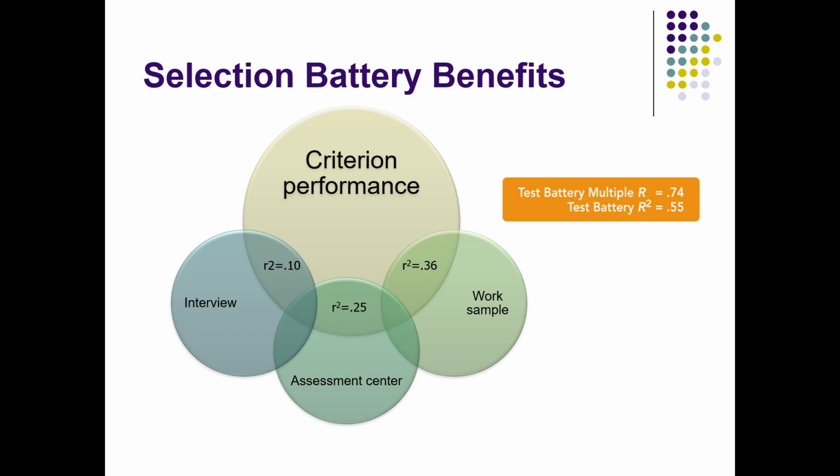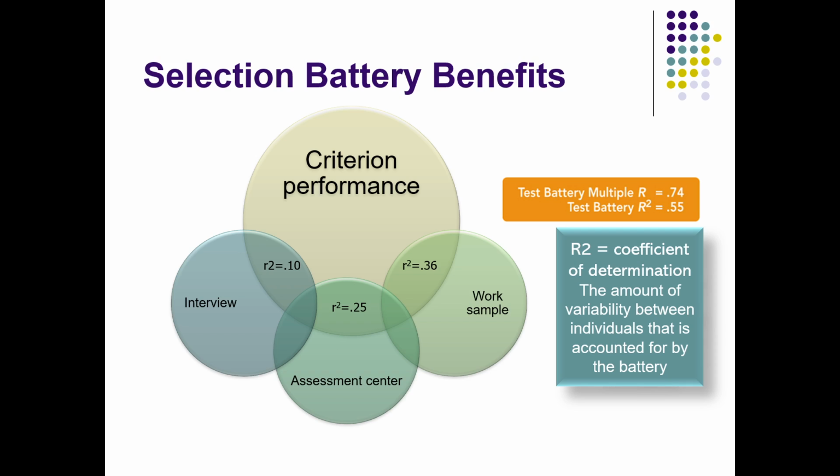Now if you square that multiple R, you will get the coefficient of determination, and it comes out to 0.55 in this case. So what that means is that if we were to run this battery, we could have about 55% of the variability between individuals being accounted for by this battery of tests. So by themselves, none of them are that good. You'll notice all of these are R squares that I reported. So none of them are individually that great, but if you put them together, you can really boost the predictability.